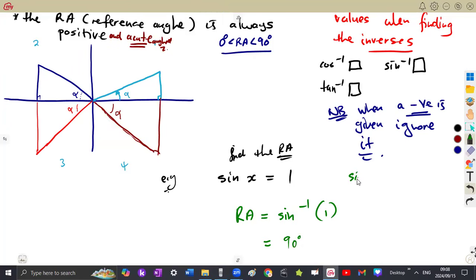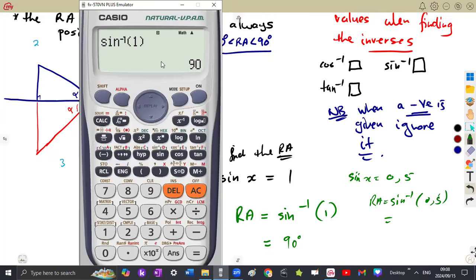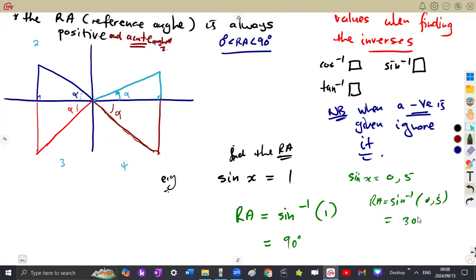Let's say it was sine x is equal to 0,5, and we just need the reference angle. It was going to be arcsine 0,5, so that we can properly see the effect of the acute angle. Arcsine 0,5, which is what? 30 degrees. And this is positive. So it's going to be like that.